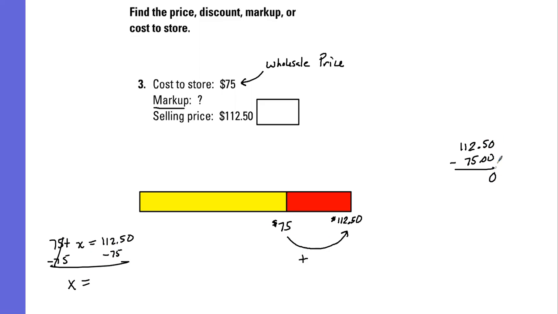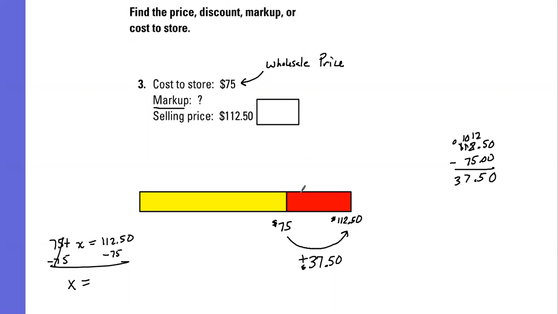0 minus 0 is 0. 5 minus 0 is 5. And we got to borrow here, and do some more borrowing. 12 minus 5 would give me 7. 10 minus 7 would give me 3. So as an amount, my markup is $37.50. So $75 plus $37.50 gives me $112.50.